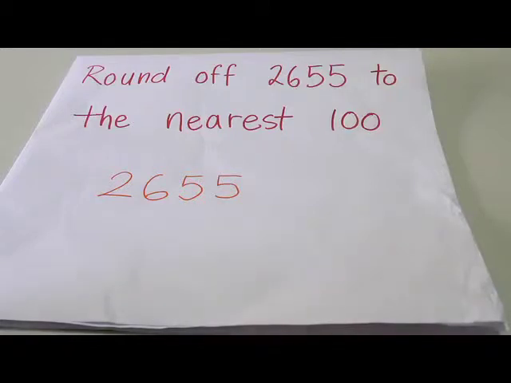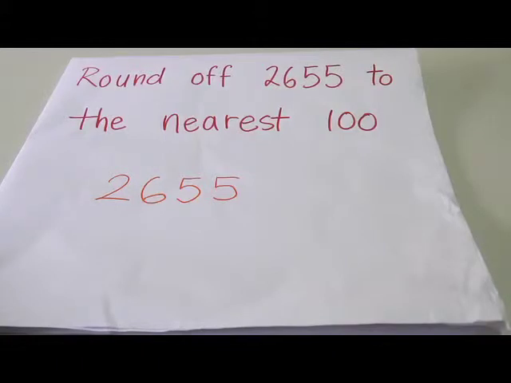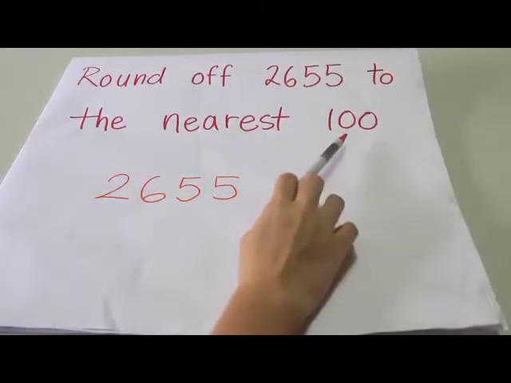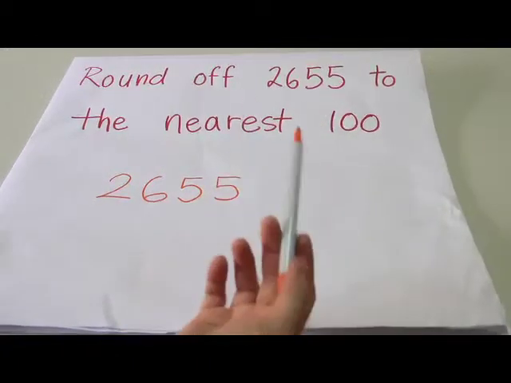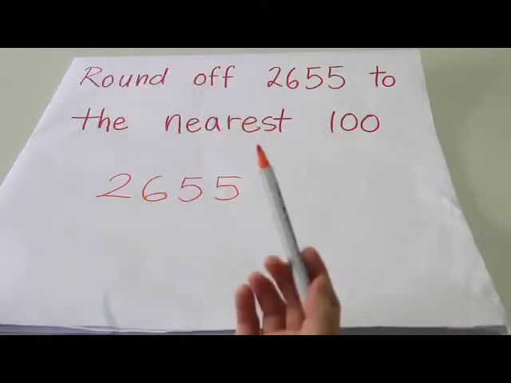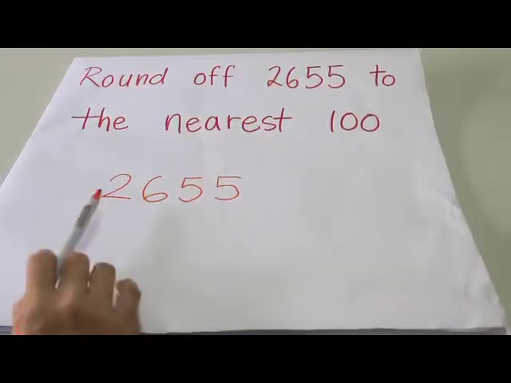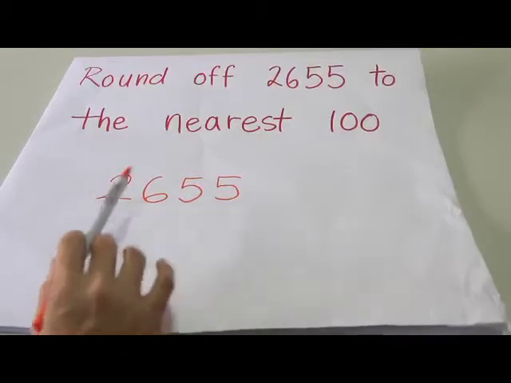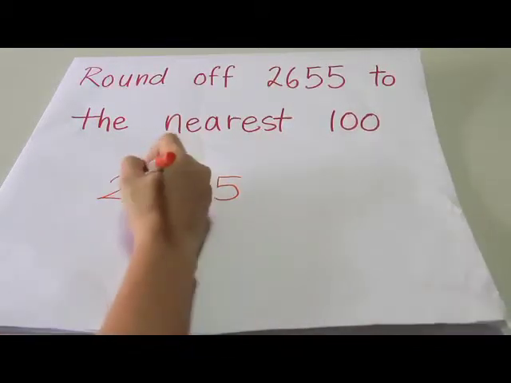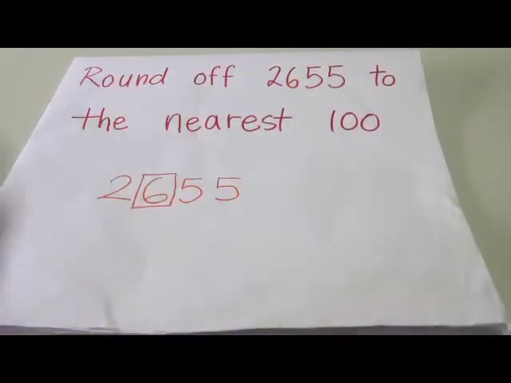2,655. When the question asks us to round it off to the nearest 100, we have to know which digit is in the hundreds place. Or to make it simpler, we use which digit is in the hundreds family, so that the kids will be able to understand better. Most of the time they can tell us that 6 is in the 100 family. So what do we do? We will box up 6.